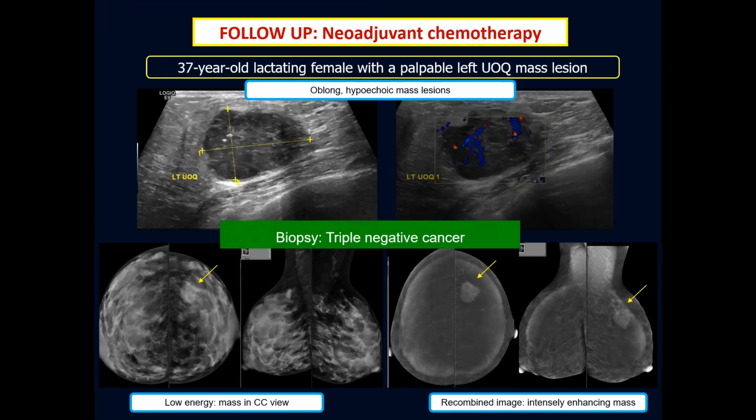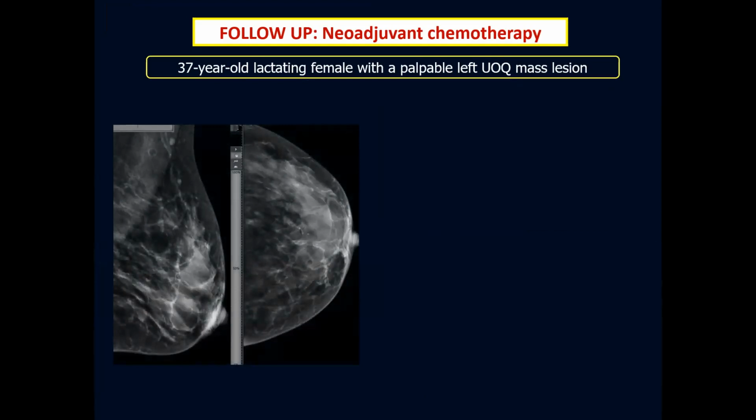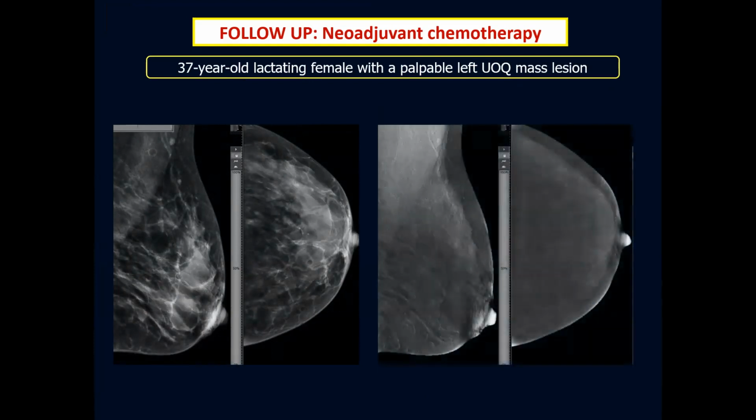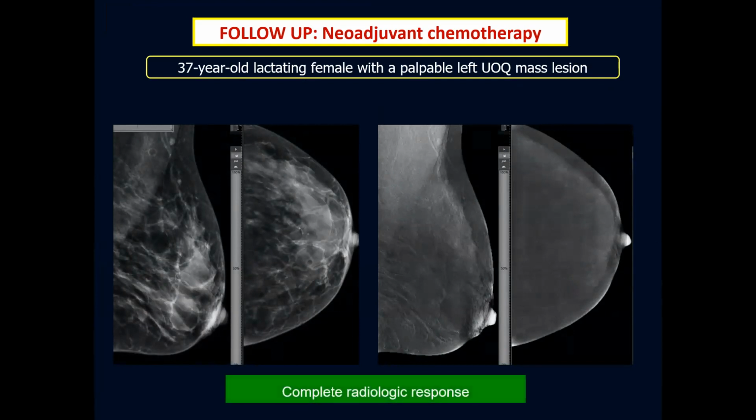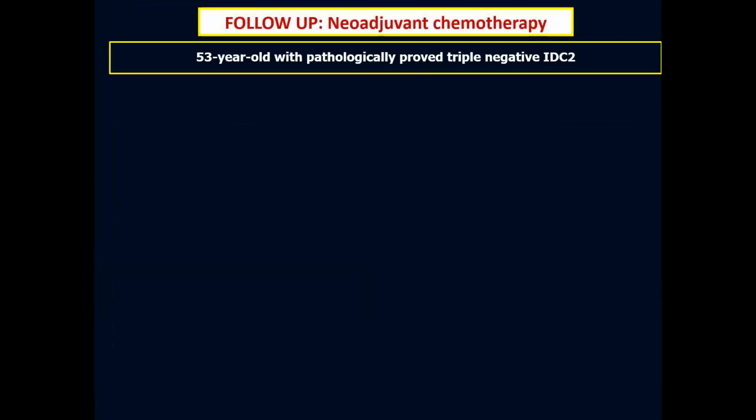For this type of cancer, the triple negative breast cancer, they usually receive neoadjuvant chemotherapy. This was her post-neoadjuvant films, and it is difficult to assess the response in the post-neoadjuvant films, while with a single look on the contrast mammogram, we can surely say that there is complete radiological response.